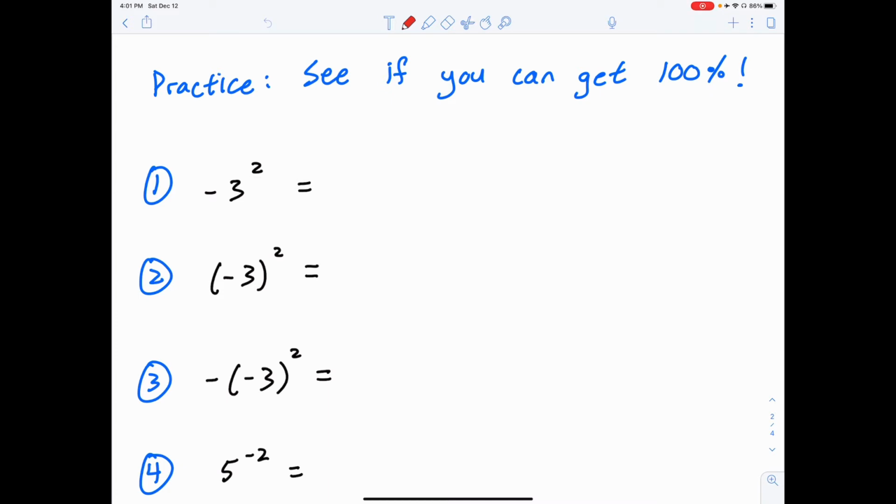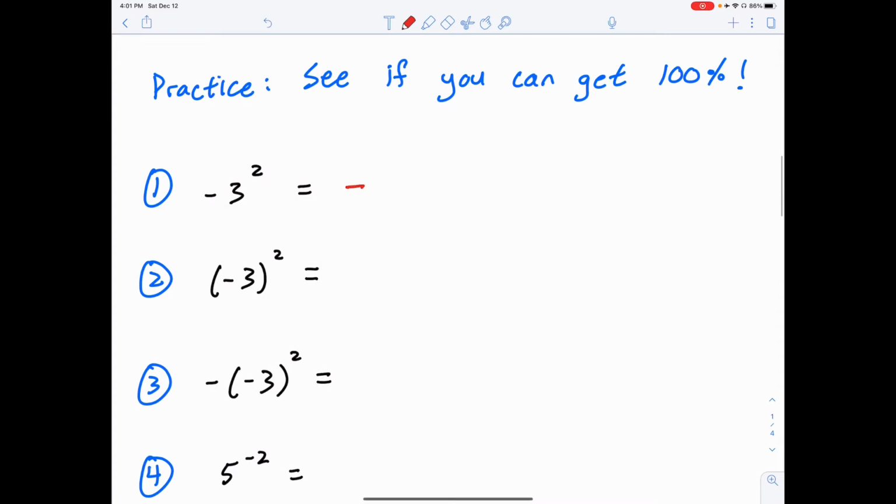All right, so for the first one, you should be getting something like this. The negative is held by itself because the power of 2, or the exponent of 2, is being applied only to the base of 3 in this example. So you should be getting -3 times 3. So the answer would be -9. So from the first one, you can see that bracket versus no bracket, there will be a difference.